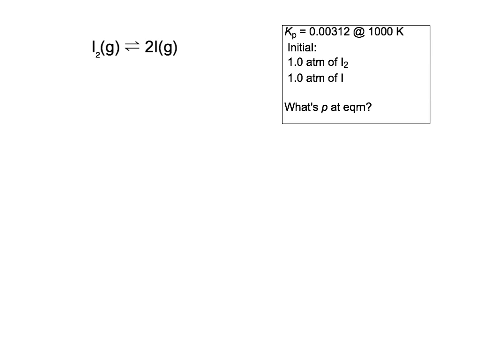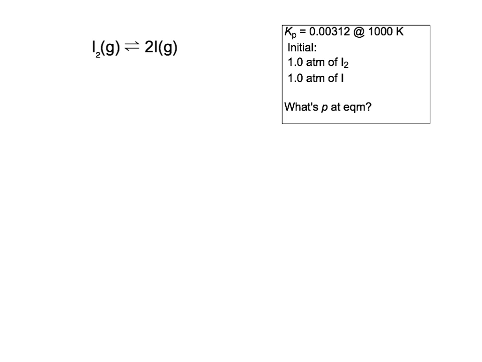Okay, so here's another problem with equilibria involving, this time, Kp instead of Kc. We're told in this problem that we've got iodine gas dissociating and forming iodine atoms. And Kp is pretty small, so that's telling us that there aren't many atoms at equilibrium, most of it is molecules. We're told that initially we've got 1 atmosphere of pressure of iodine gas and iodine atoms. And what we need to do is figure out what the pressure of both of those are at equilibrium.